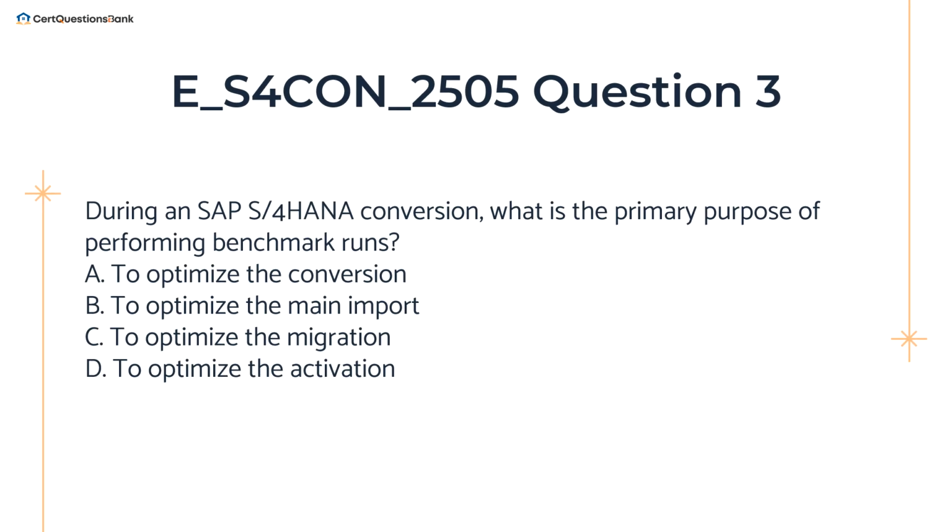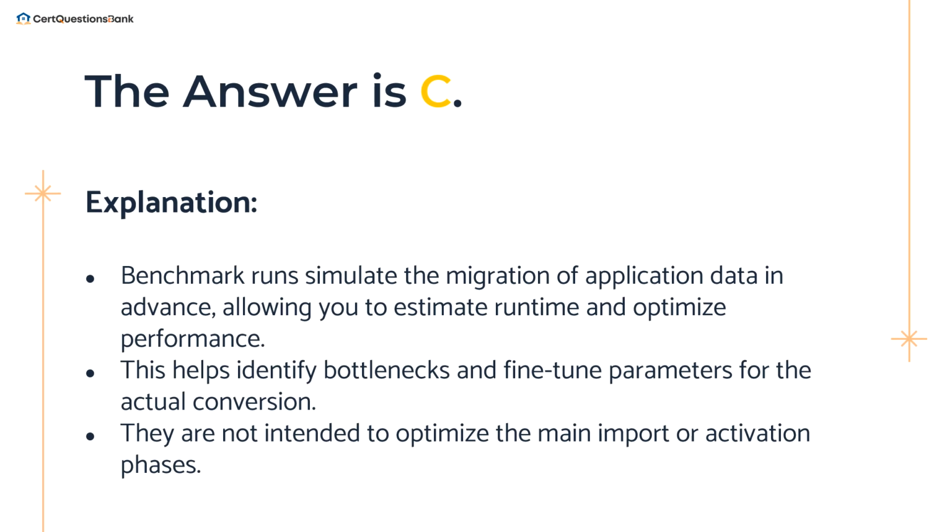During an SAP S/4HANA conversion, what is the primary purpose of performing benchmark runs? A. To optimize the conversion. B. To optimize the main import. C. To optimize the migration. D. To optimize the activation. The answer is C.